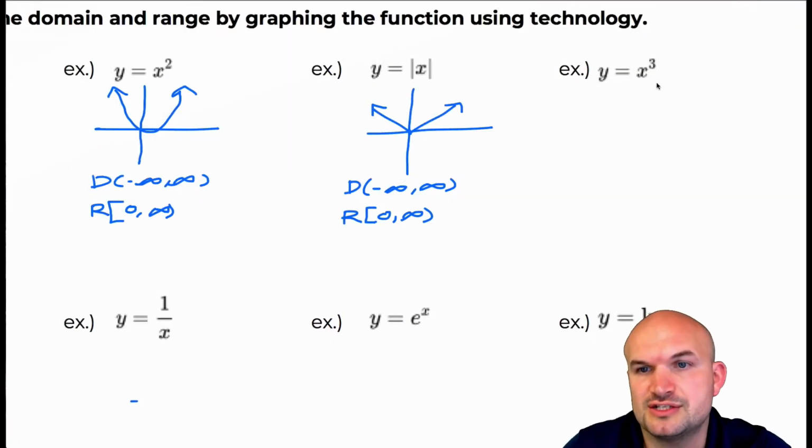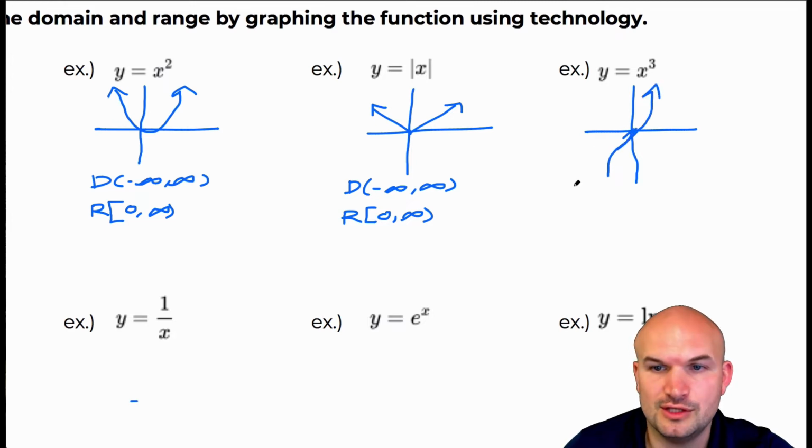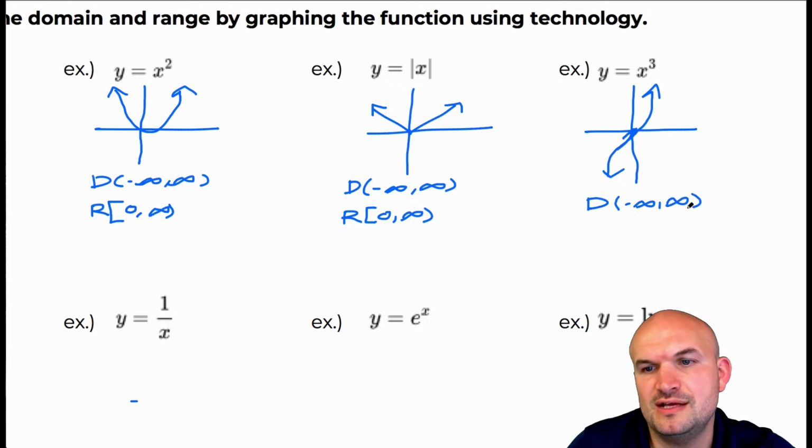So let's go ahead and sketch a quick sketch of that. A nice little S-curve that definitely goes through the origin. And we'll write our domain is from negative infinity to infinity. And our range is from negative infinity to infinity.